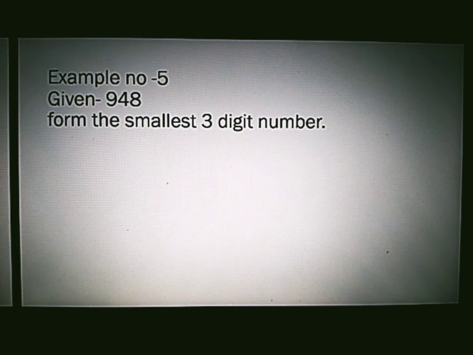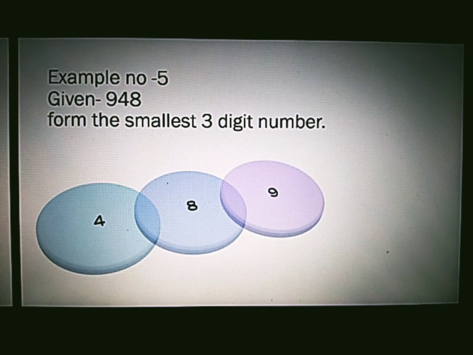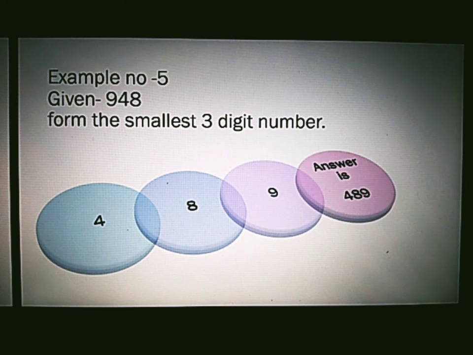Next example, here we have to form the smallest 3-digit number using 9, 4 and 8. 948 is the number given. What we will do first, we need to identify which is the smallest number here. Here we have 4 as the smallest number. After writing 4, we have 8 and 9. Now 9 is greater than 8. So we will write 8 here and we will write 9 at the end. So our final answer is 489.